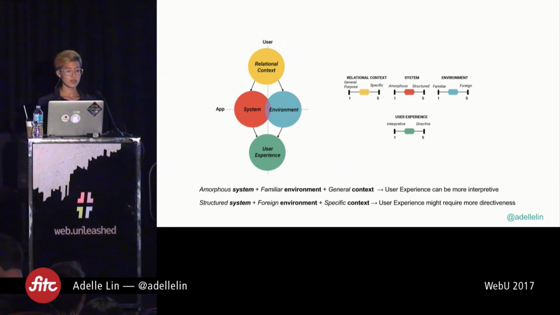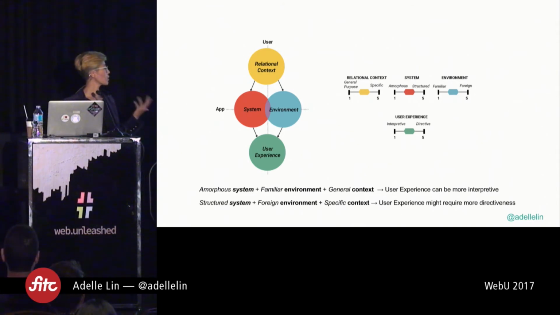It's important to note that not every relationship outlined in the following is going to apply to your project, but you can add or mix and match them. But the general context is if you have an amorphous system and a familiar environment, the user experience can be more interpretive and more free. Whereas if you're on the other side of the spectrum, then the user experience would need to be a little bit more directed.